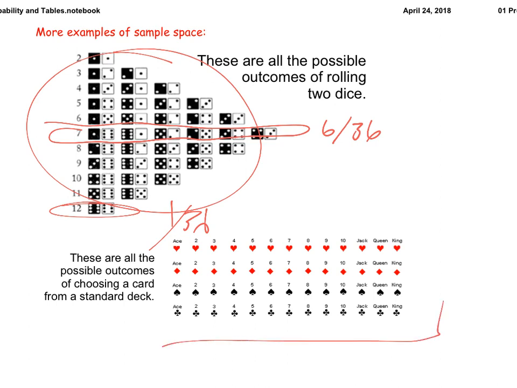This is all the different things you could get in a deck of cards. Those are all the outcomes. If you shuffle it, that makes it random. Then you can grab a card, and these are all the different outcomes. Therefore, that's called the sample space.